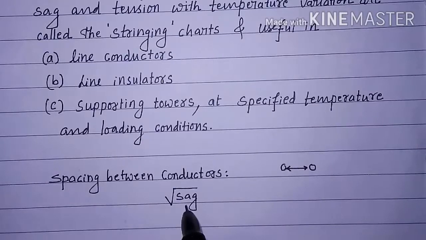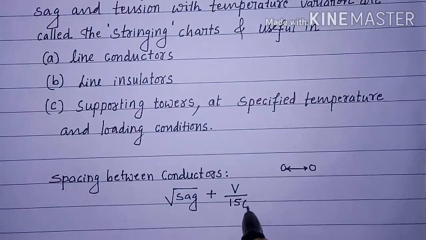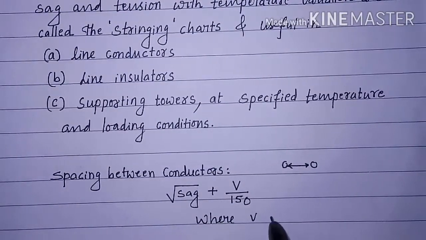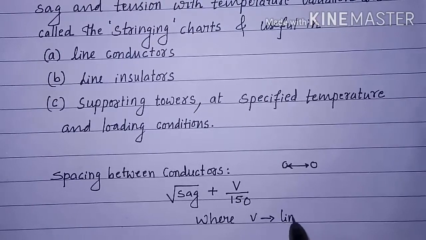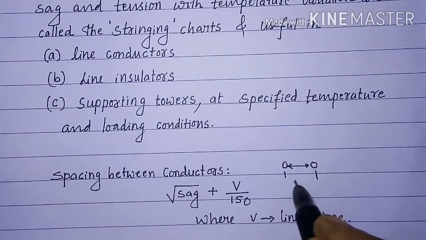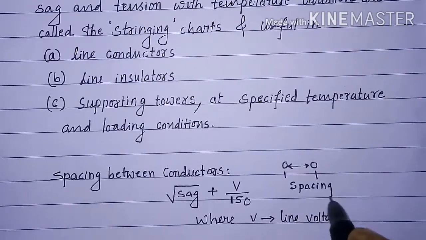spacing equals square root of sag. In the derivations, sag is denoted by small d. That d you can use here, plus V upon 150, where V is line voltage. So this is the spacing between two conductors.